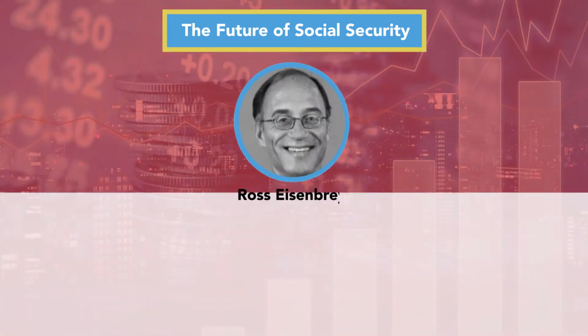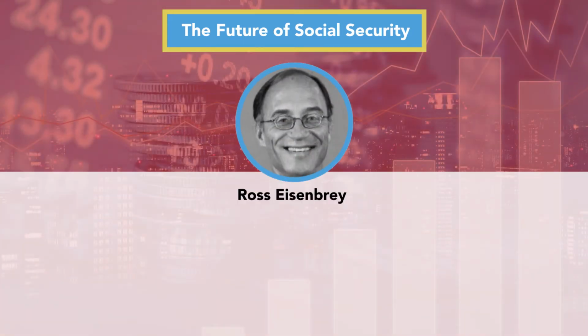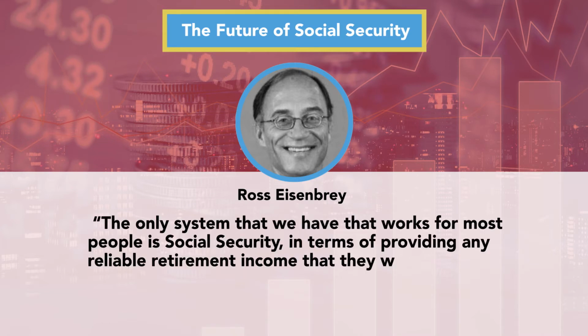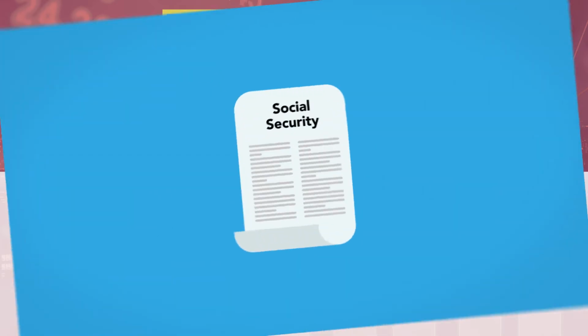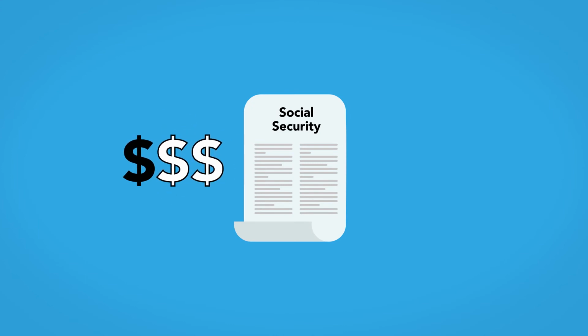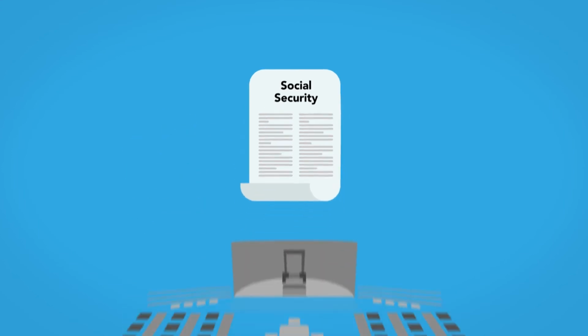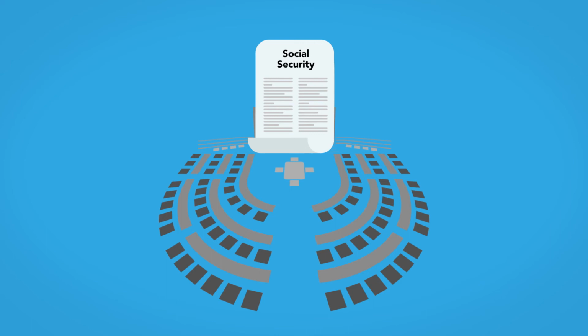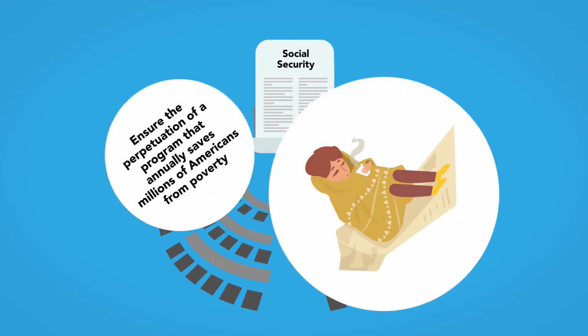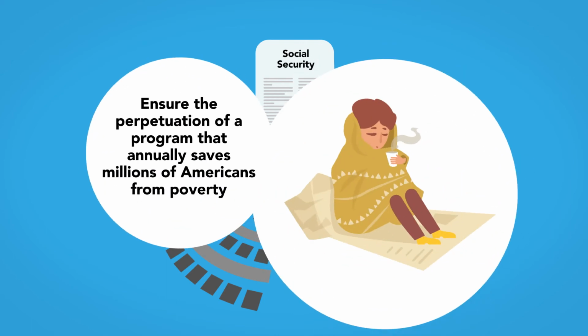Because of this, Ross Eisenbray, a senior fellow at the Economic Policy Institute, said, "The only system that we have that works for most people is Social Security in terms of providing any reliable retirement income that they won't outlive." While the current system may have Social Security underfunded, it seems imperative that legislation and reformation of the system be enacted in the coming decade to ensure the perpetuation of a program that annually saves millions of Americans from poverty.